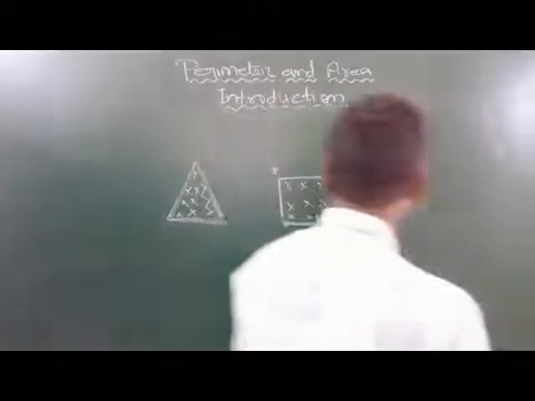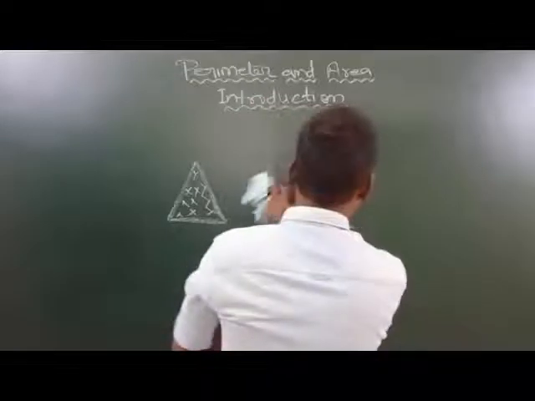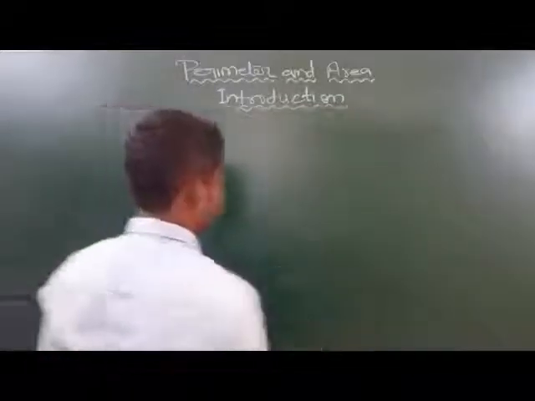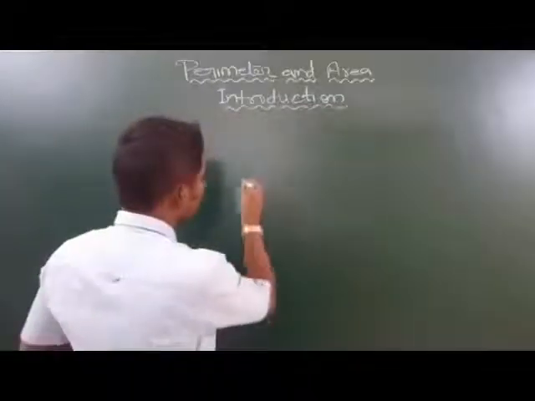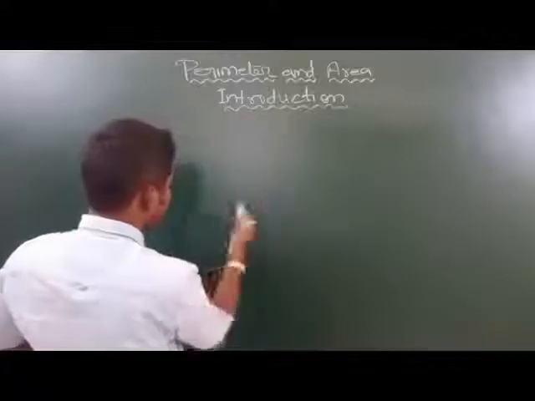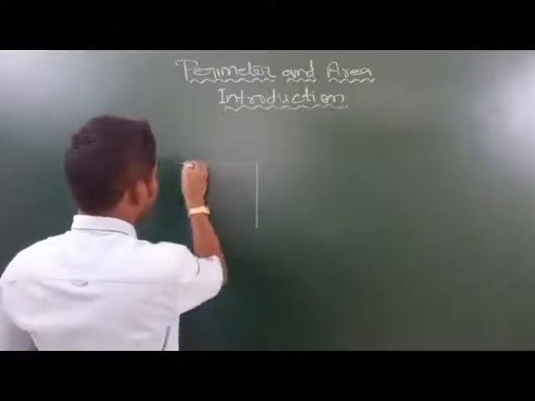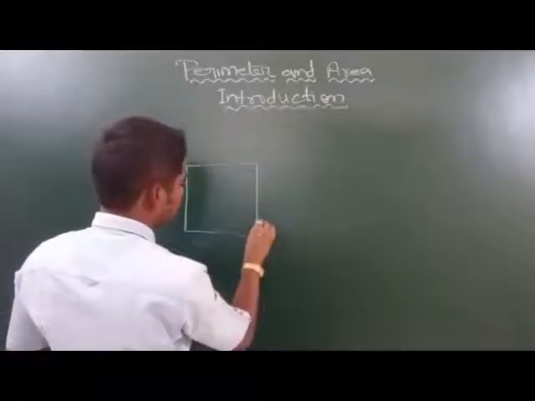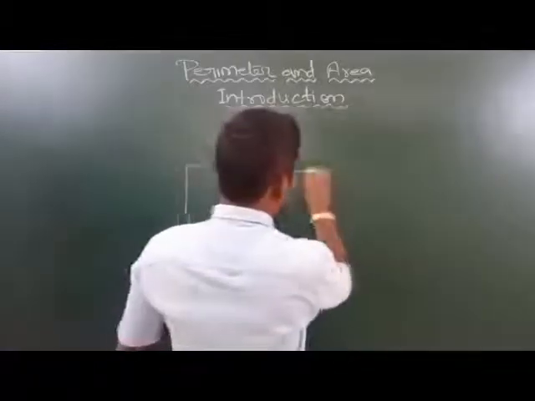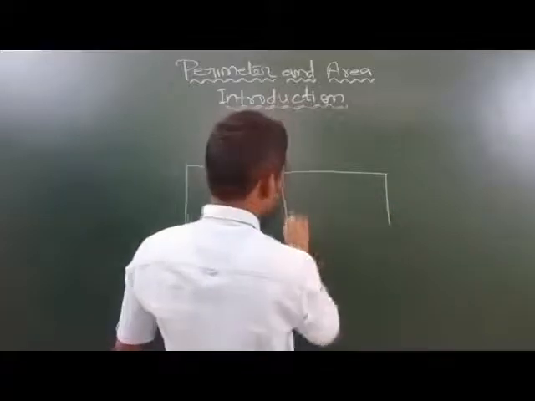So I will draw the figure of a rectangle and a square, and I will explain you, students. See, this is nothing but a square. We know that in case of a square we are having all its sides as equal. Okay, so this is a square and this is a rectangle.